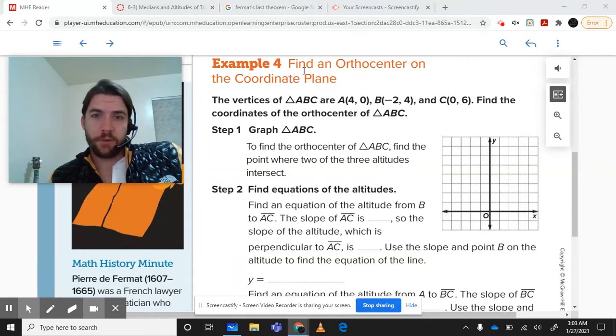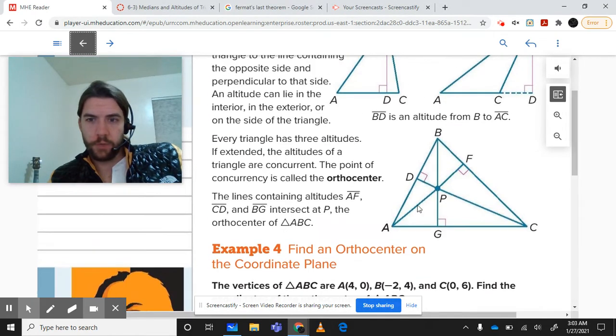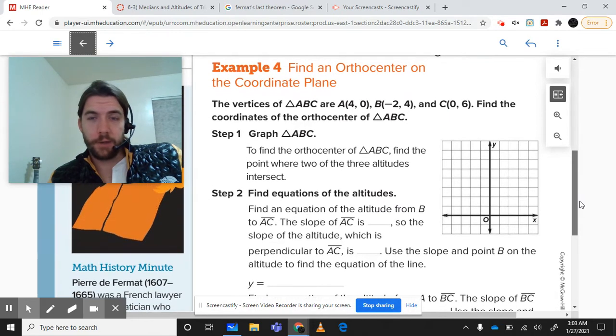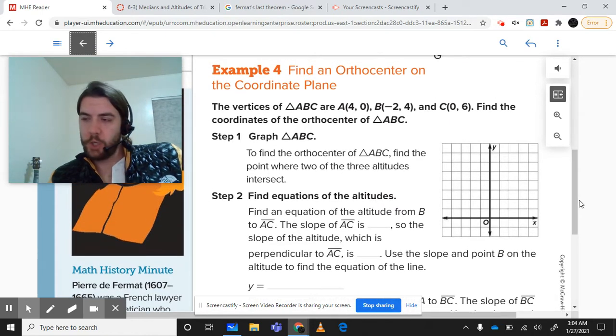Okay, example 4 has us trying to find an orthocenter on the coordinate plane. So it's asking us to find where those three altitudes meet up. Now, I will tell you, after quite a bit of searching online, I could not find a single clear example on what an orthocenter is used for.